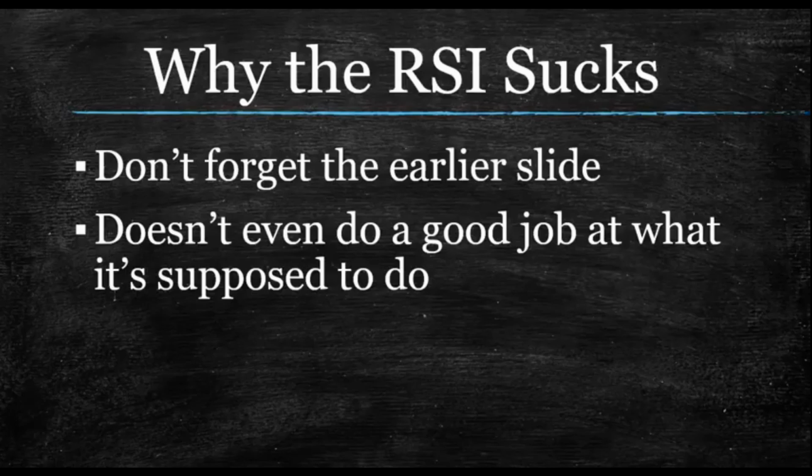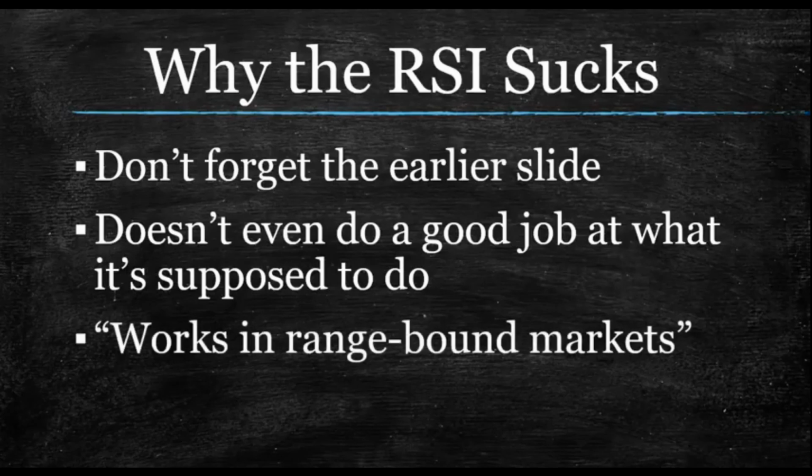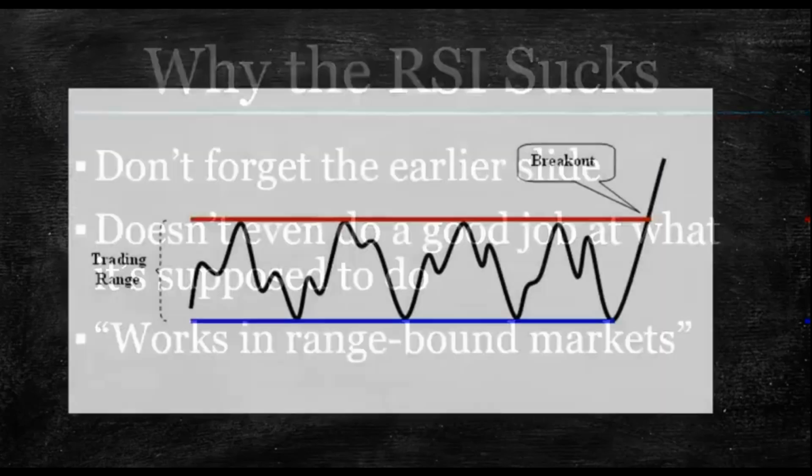Now there is a counter argument to this, and it is an argument I have a really big problem with. They say, well, the RSI does work really well in range-bound markets. In trends, it doesn't work at all. You get murdered. But in range-bound markets, it actually works well. So what do I mean by that if you don't understand what that means?